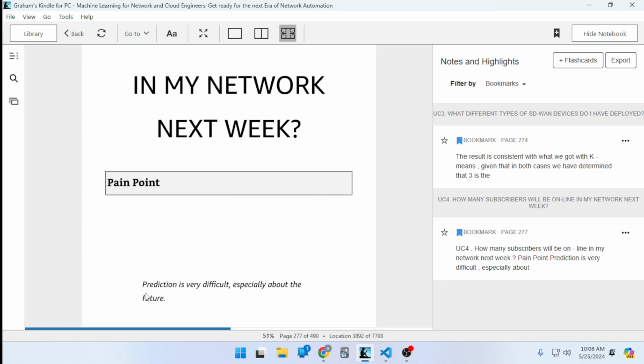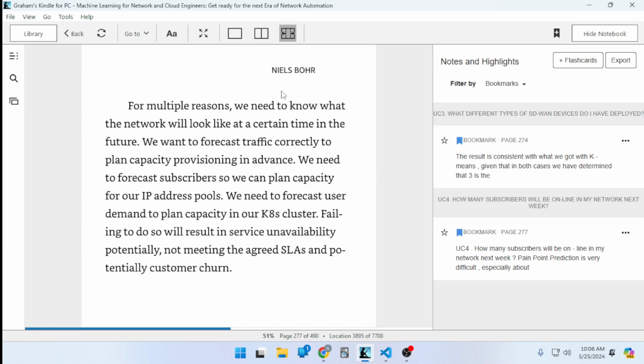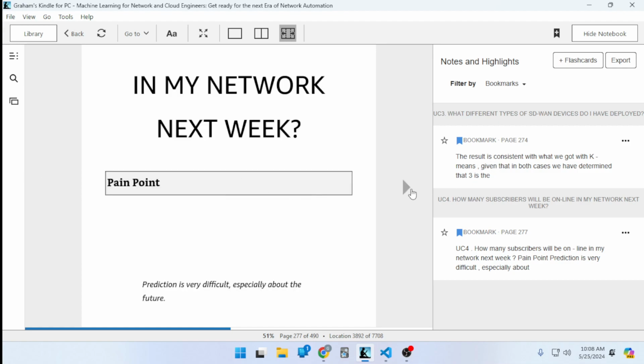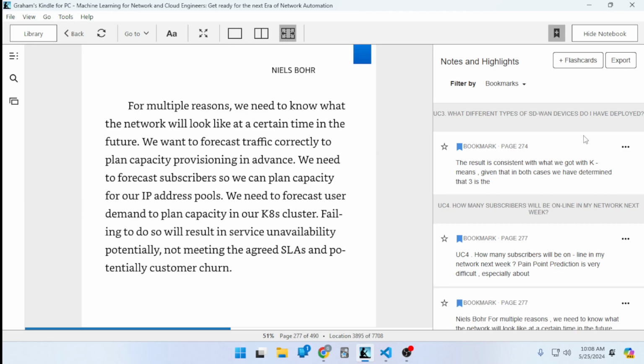Prediction is very difficult, especially about the future. That's a Niels Bohr quote, famous physicist. So when we come back, we'll learn about the pain point. So I'll advance the bookmark there.